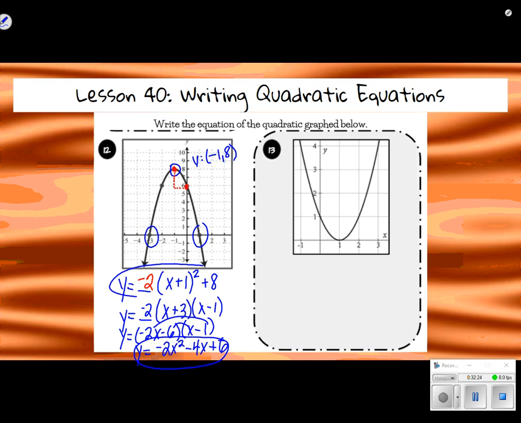I kind of like the vertex because there isn't a whole lot of work. I don't have to keep writing it out. Now I am going to show you in a little bit how to go from this mode to this mode. But right now, we can leave it either in vertex or we can get it in standard.